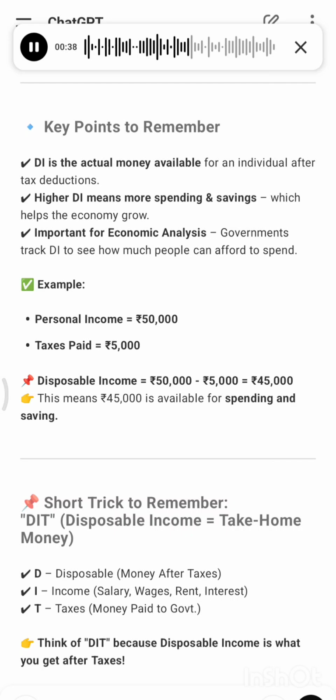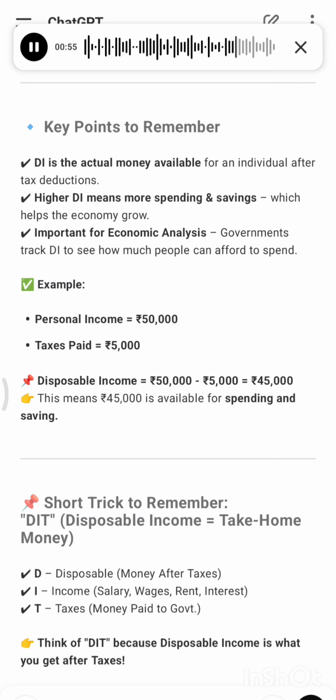Example: personal income equals 50,000. Taxes paid equals 5,000. Disposable income equals 50,000 minus 5,000 equals 45,000. This means that 45,000 is available for spending and saving.